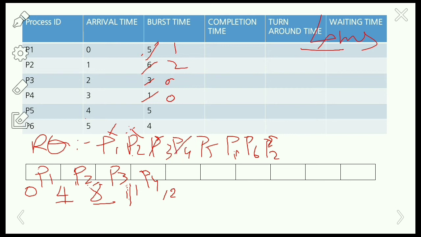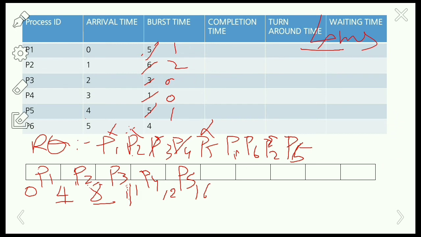Next P5 is taken for execution. P5 will execute for 4 units of time and the remaining time is 1. So 12 plus 4 is 16. Now P5 has finished its time quantum, so it will be placed at the end of the ready queue.